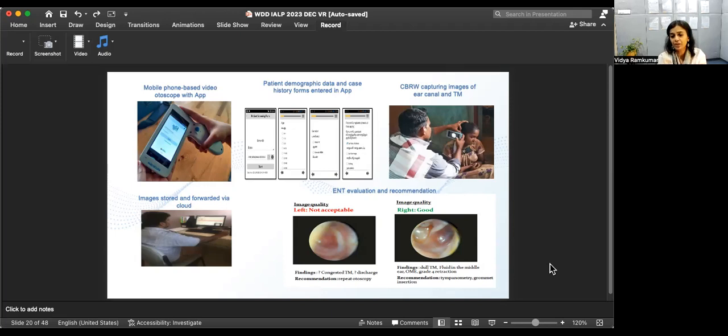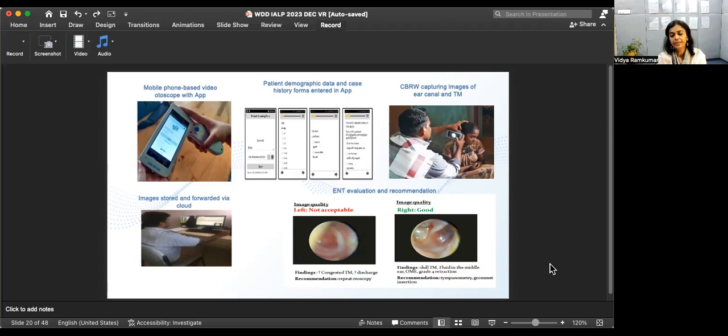And of course, if it was not clear, then he would say, repeat the otoscopy. But otherwise, he was making recommendations for tympanometry, grommet insertions, etc. And we would then pass on this information back to the individual with prescriptions as a courier, because back then e-prescriptions were not allowed. And the courier would then reach them and they would pick up those medicines.